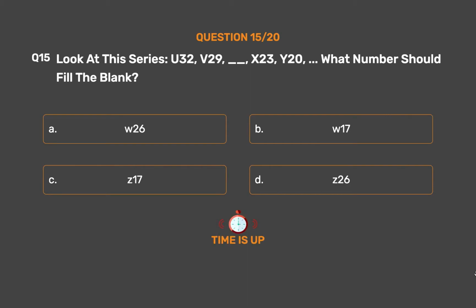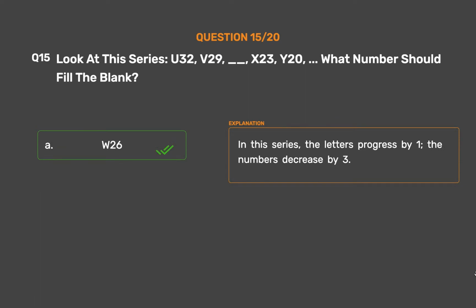The correct answer is Option A, W26. In this series, the letters progress by 1, the numbers decrease by 3.